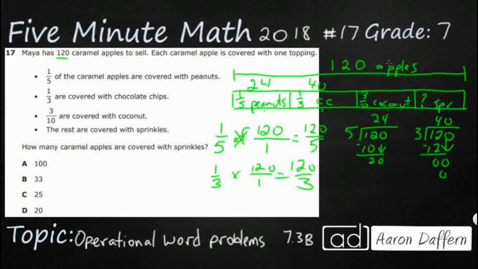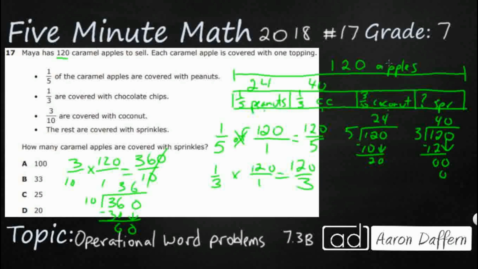3/10 is going to be slightly different just because my numerator is going to change. So take a look at this. 3/10 times 120. So that's going to be 360 divided by 10. So that's just a slight difference right there. So let's say 10 goes into 36 3 times. 60. And that's going to go 6. Oh, that makes sense. We just drop the zeros off, and we're good to go.